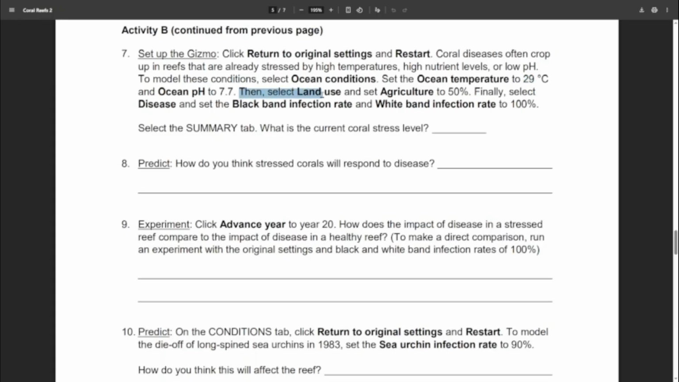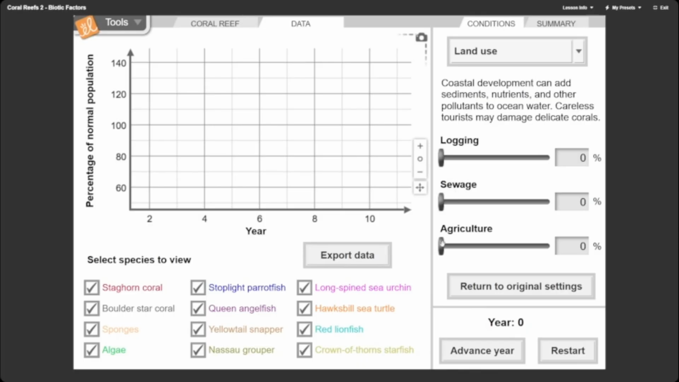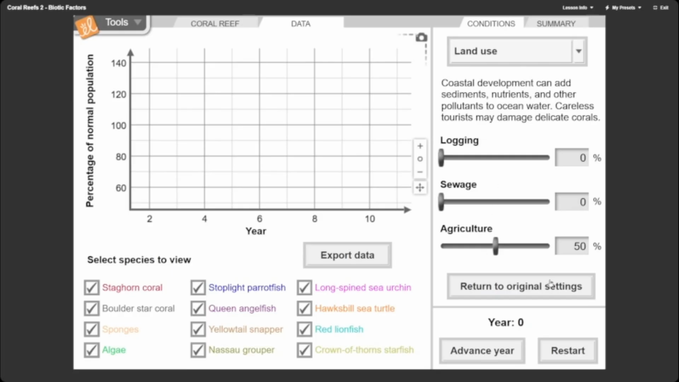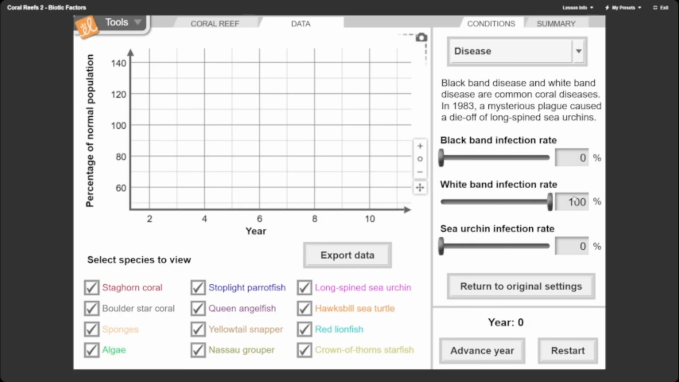then select land use and agriculture to 50%. So we go down to land use, agriculture up to 50%. Finally, select disease and set the black band infection rate and white band infection rate to 100%. Go down to disease, white band, and black band.